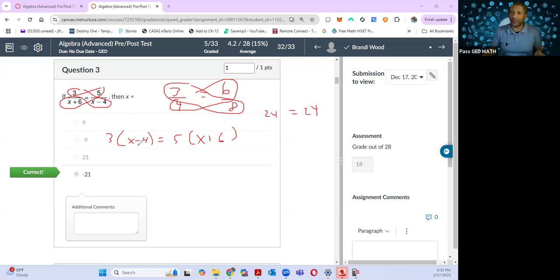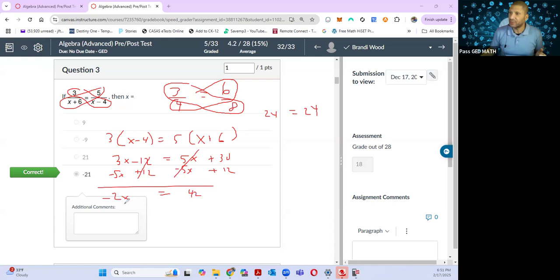I use the distributive property. I get 3x minus 12 equals 5x plus 30. I solve for x, so I'm going to subtract 5x here. I'm going to add 12 to both sides. I get minus 2x. My 12's cancel. I bring down my equal. My 5x cancels. Equals 42. Divide both sides by -2. x equals -21. That's one way you could do it. That's solving it algebraically.